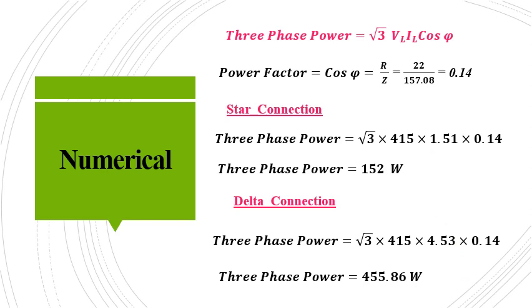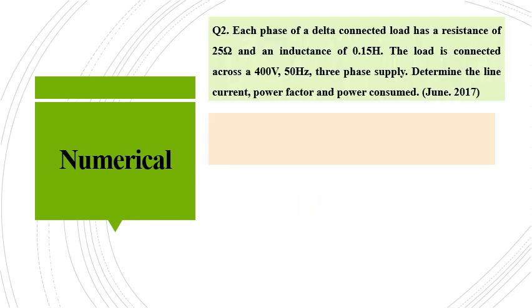Hope everyone is clear with this problem. Now let's move on to the second problem. Please read the question. In this, each phase of a delta connected load has a resistance of 25 ohm and an inductance of 0.15 Henry. The load is connected across a 400 volt, 50 Hz, three-phase supply. We need to determine the line current, power factor and power consumed.